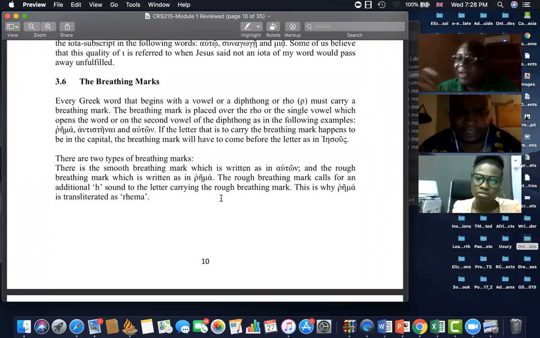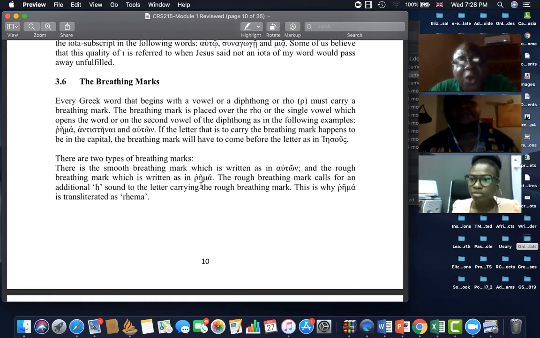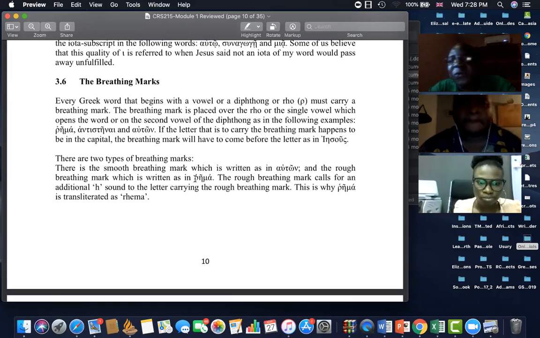Now, rhema is spelled R-H-E-M-A. The cause of the rough breathing mark on top of rho, that is where the H is coming from. Is that clear?